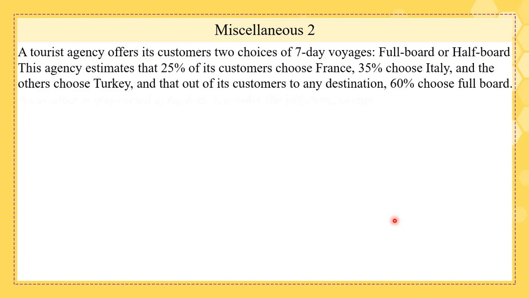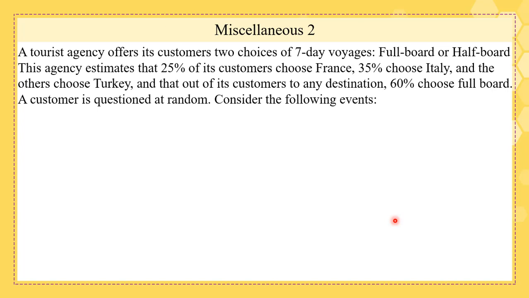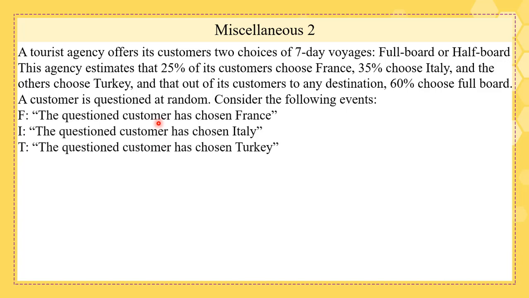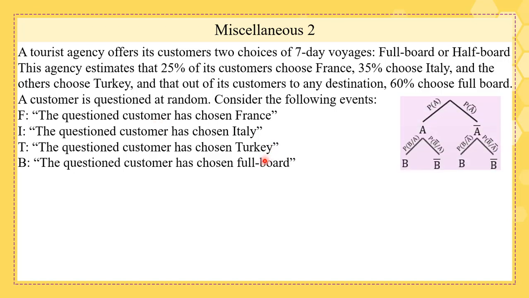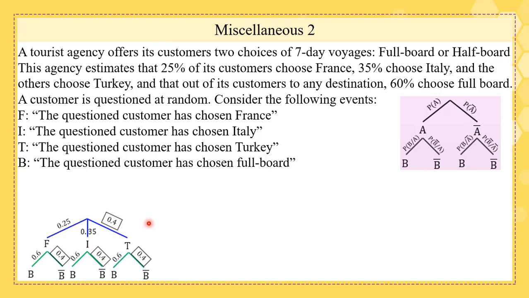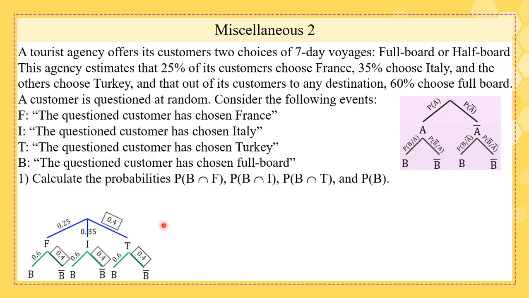Let's go back to the same given and the same story. Now, a customer is questioned at random, and from this, which means that one item or one piece is selected, we can see that we can use the tree. Consider the following events. F means France, I, Italy, T, Turkey, and B means full board. The same letters that I've used before, and this is the tree. The question is to calculate the probability of B intersection F.